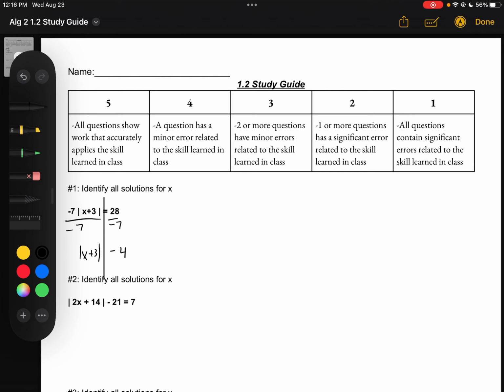to -4. And an entire absolute value can never be equal to a negative number. Absolute values are always positive. So because of this, there are no possible solutions. And that is the answer. No solution is the answer to this question.